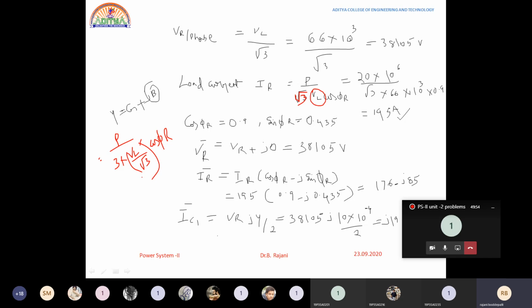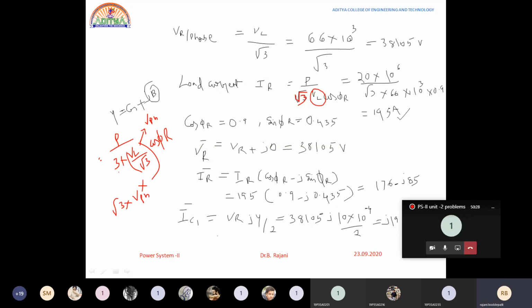If you put straight away, see here, what is this value called? This is called the phase value. Listen to me carefully. This is the phase value, right? VL by root 3 is the phase value. When you have to put the phase value, if you put root 3 into the phase value, it is wrong. Understood? If you put the phase value, it is wrong.